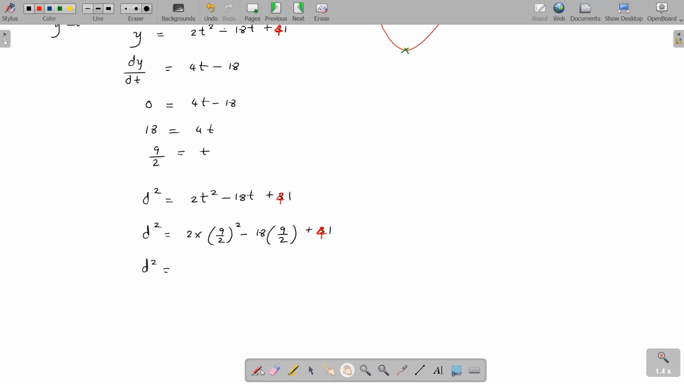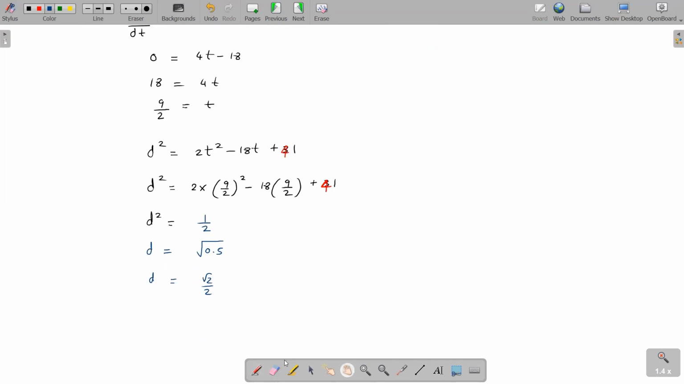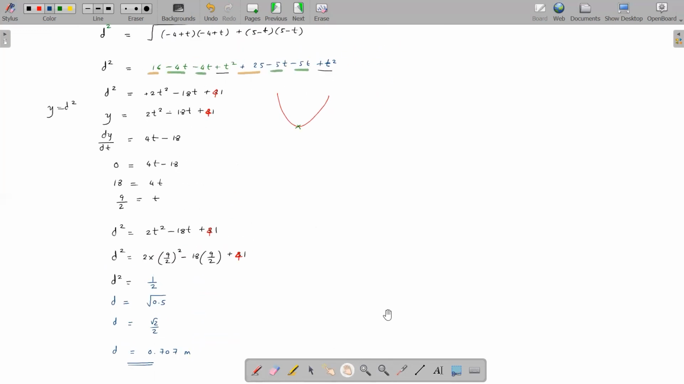And then we get the distance, d square value is how much? Half. And then get the d value, the root of the distance, root of half, which is how much? Root 2/2. Can I know the decimal figure? 0.707 meters. So this is the closest. This is the shortest distance between the two girls. Okay, is this clear?